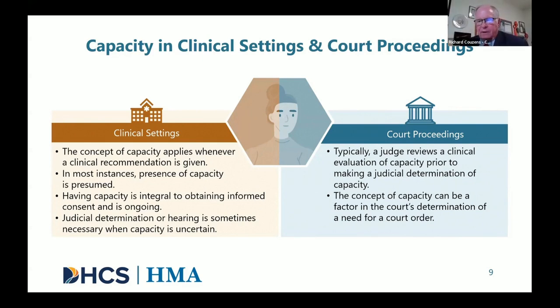Well, thank you, Dr. Avery. The courts do get involved in a variety of different contexts with dealing with capacity. Typically, a judge reviews a clinical evaluation in determining capacity prior to making that judicial decision. The concept of capacity, of course, is a very important and fundamental factor in determining whether ultimately I, as a judge, will have to issue some form of an order.